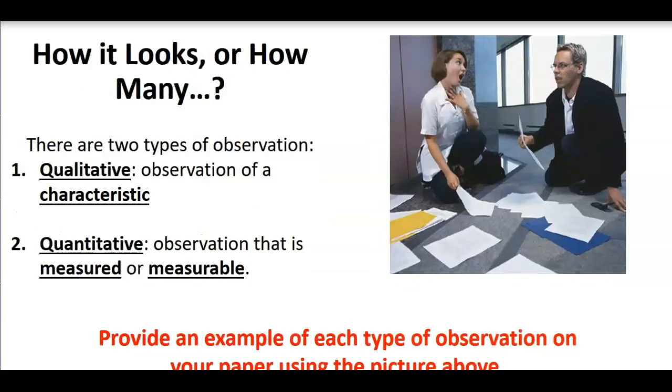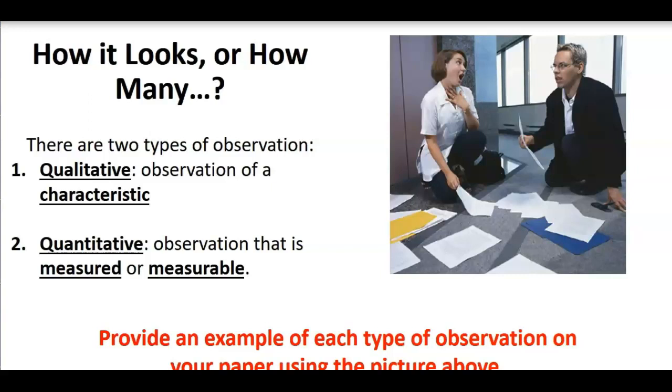When we talk about observations, we can classify our observations into 2 different categories. We have qualitative observation and quantitative observation. Qualitative observation is an observation of a characteristic, so color, smell, sight, does it sound? Quantitative observation is always going to be measured or have numbers.